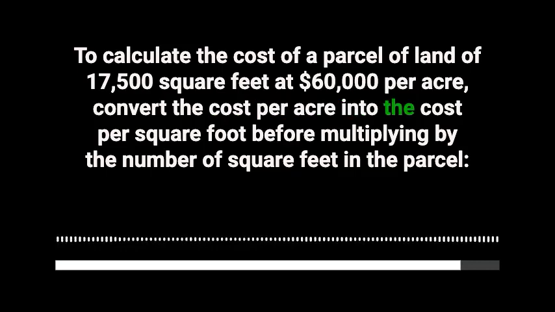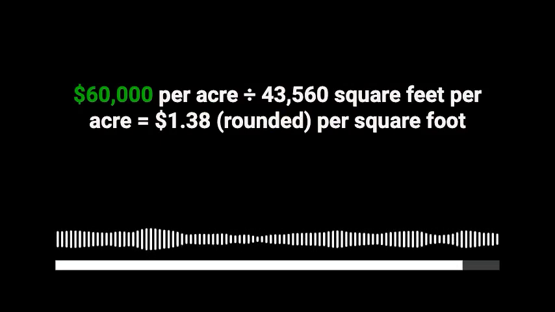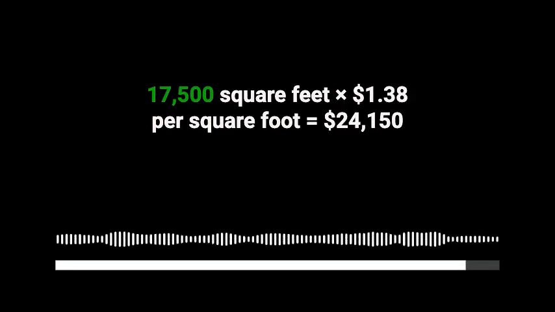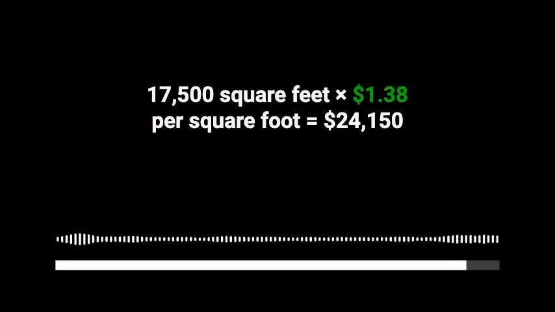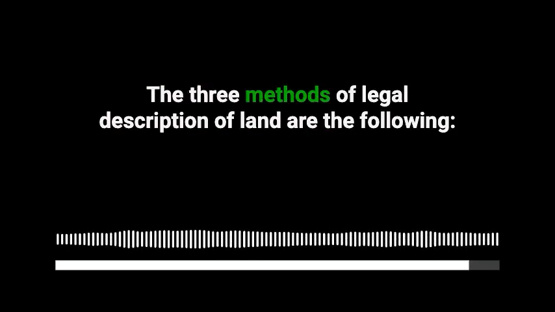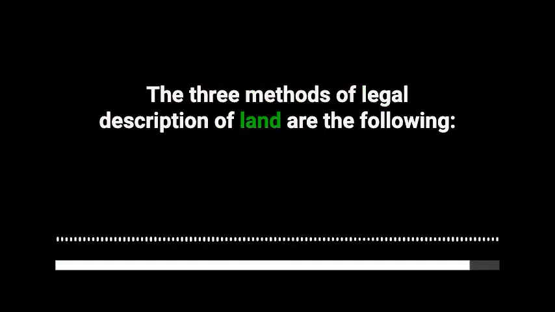To calculate the cost of a parcel of land of 17,500 square feet at $60,000 per acre, convert the cost per acre into the cost per square foot before multiplying by the number of square feet in the parcel. $60,000 per acre divided by 43,560 square feet per acre equals $1.38 per square foot. 17,500 square feet times $1.38 per square foot equals $24,150.